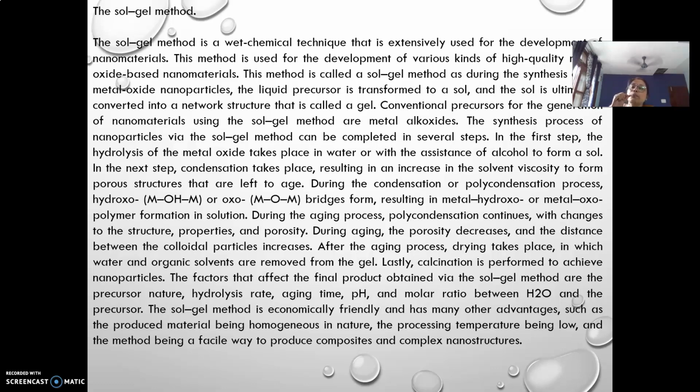Now suppose you have produced one solution of a particular solute and you want to have a nanomaterial out of that. If 2 or more substances are taken into the solution phase, you allow the solutions to mix with one another uniformly, and then you allow it to condense to go for the gel formation, so that you convert them into a network structure, and they condense in such a way that ultimately you will be having a definite nanostructure.